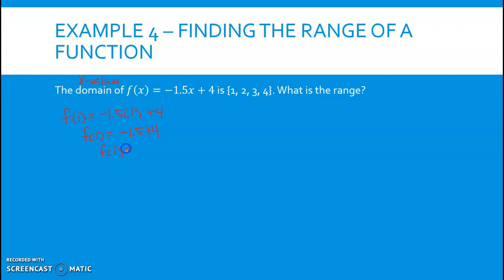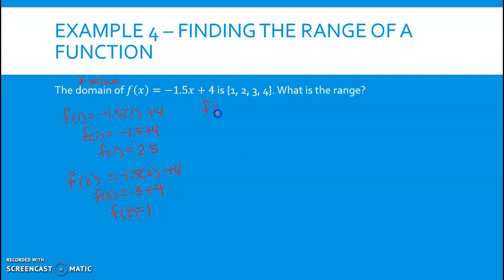F of 1 equals 2.5. And so that's my first one, and then I plug in the next one. F of 2 equals negative 1.5 times 2 plus 4. Negative 1.5 times 2 is, so we have f of 2 equals negative 3 plus 4. Don't drop your negatives. Mrs. Curran almost made a big mistake there. So my f of 2, my function when x is 2, equals 1.